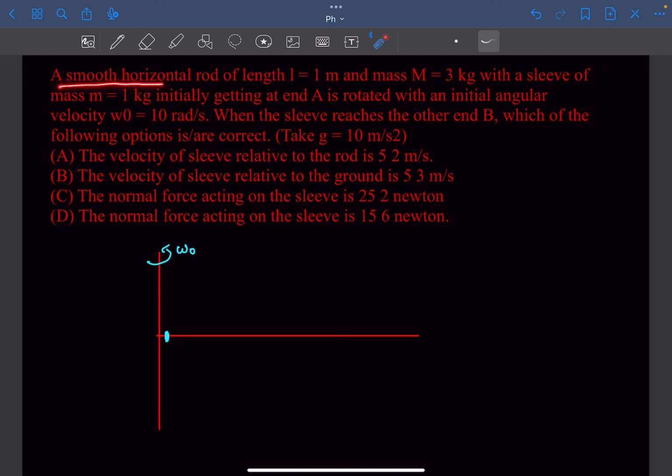So we have a smooth horizontal rod of length 1 meter and mass 3 kg with a sleeve of mass 1 kg. Initially it's at this end, and this rod is getting rotated with an initial angular velocity of 10 radians per second. When the sleeve reaches the other end, which of the following options are correct? So we have to talk about the velocity of the sleeve at this end and the normal force acting on the sleeve at this end. So there were square roots over here.